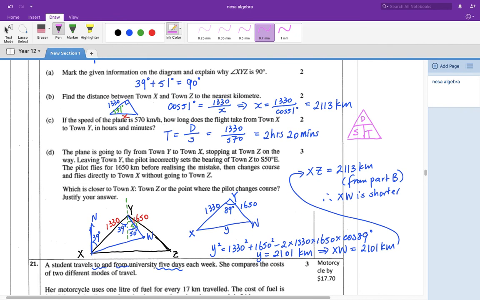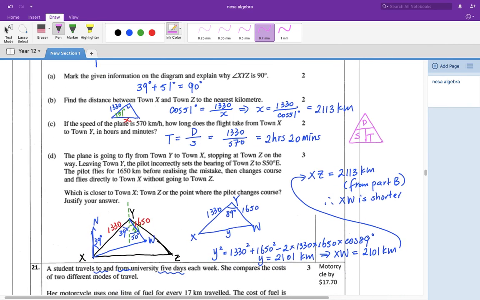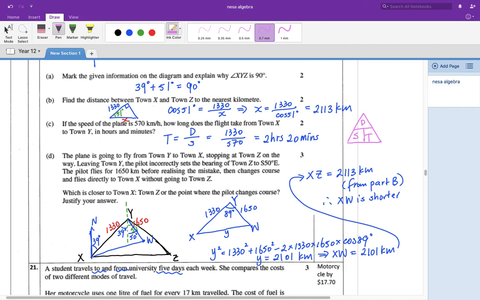Alright, question D. I just redrew this triangle to make it clearer. From Y, I am supposed to go to Z first and then go to X from Z. But the pilot, instead of going 51 degrees, went 50 degrees. So this line in blue, and it's pink now, is the actual route they took, and the angle is 50.